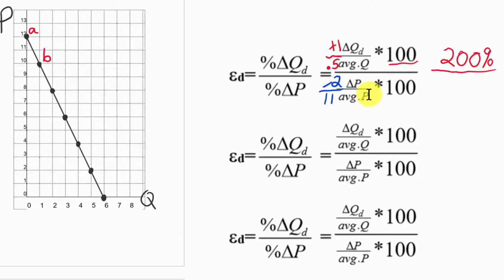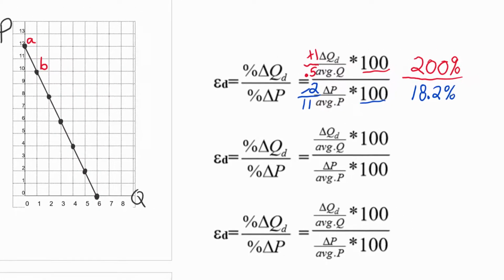And then we're going to multiply that times 100 to make it into a percentage, right? What we get here is 18.2%. So 18.2% change in price, but that's a negative 18.2% because the price was going down. We don't want to forget about that minus sign on the 2 there.